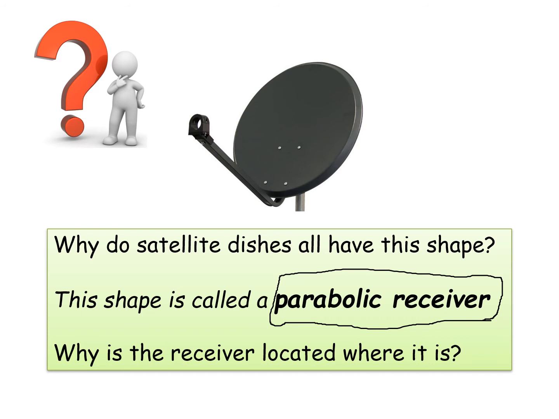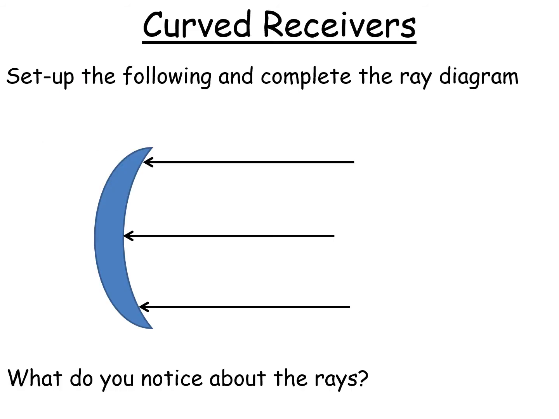Now the key thing we want to know is why do we have the receiver located here? And again, if you don't believe me, look out in the street and I guarantee you will see all of the satellite dishes with a satellite receiver at this position or somewhere near it. Why is it not over here? Why do we even have it at the front? So we're going to use some physics to explain that in the next couple of slides.